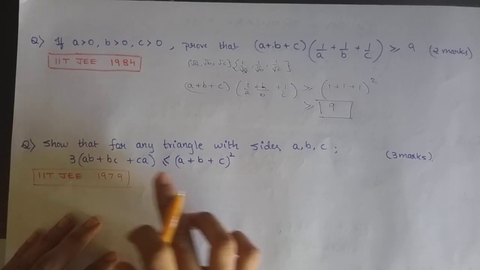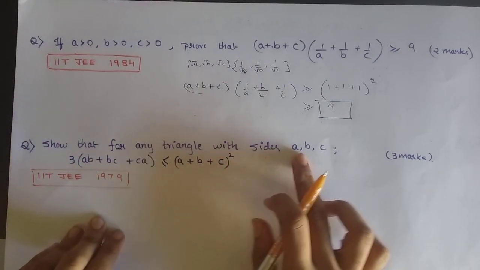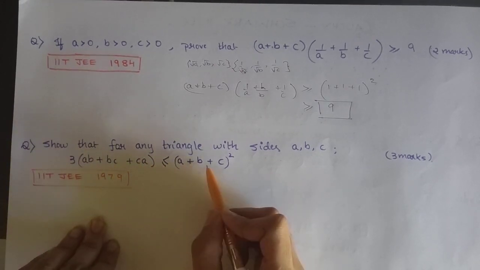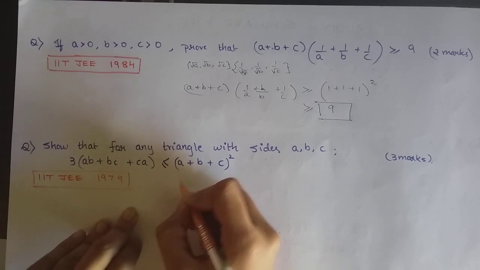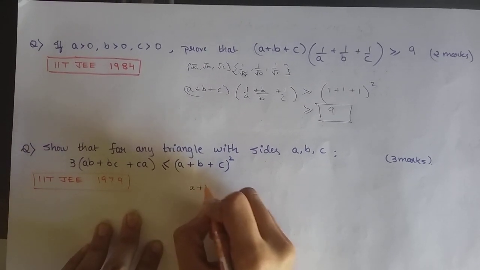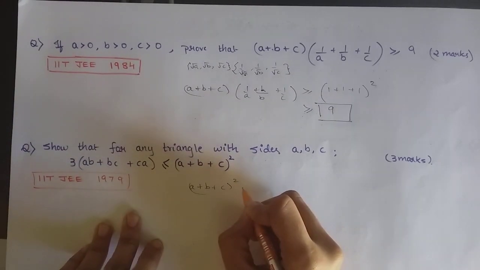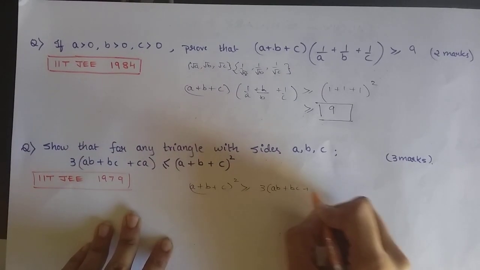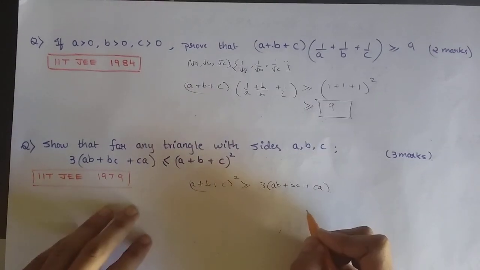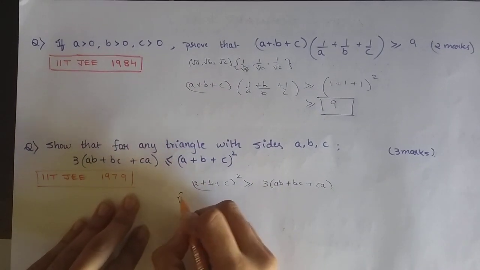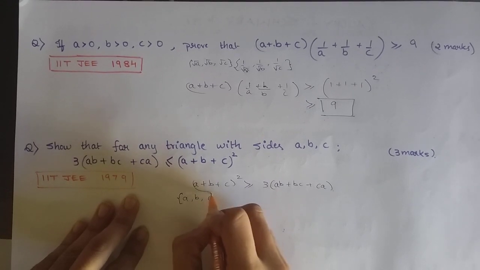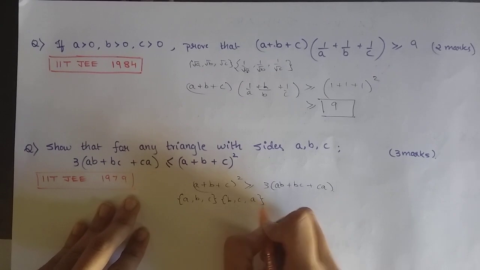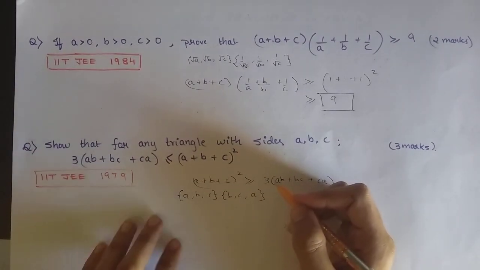And they're asking, show that for any triangle with sides a, b, c, 3 times ab plus bc plus ca is less than or equal to a plus b plus c whole square. I'll just write this the other way around, because that is what we know, a plus b plus c whole square. We have to prove this as greater than or equal to 3 times ab plus bc plus ca. Now let me consider two sets, a, b, c, and the other set I'll take it as b, c, a, right? I can take any sets, that's my wish actually.